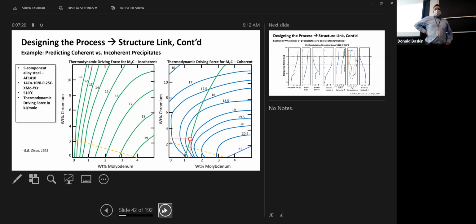Now, the contours here were calculated via computer using Thermo-Calc. These are constant Gibbs free energy, constant driving force lines. Now, this yellow line right here represents the stoichiometric ratio of these two alloying elements, molybdenum and chrome.